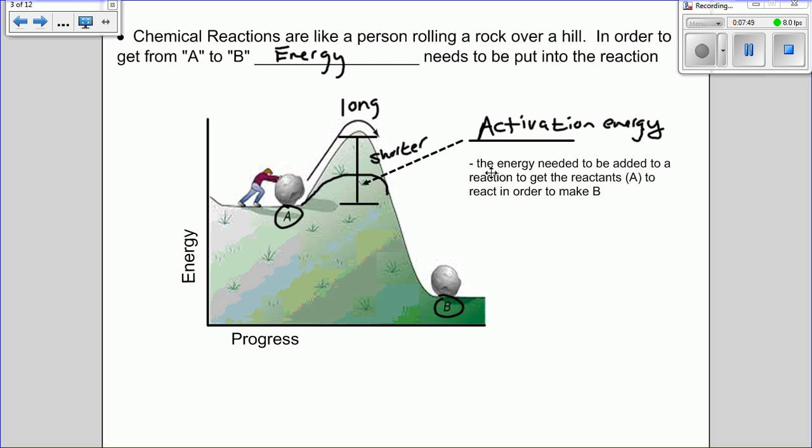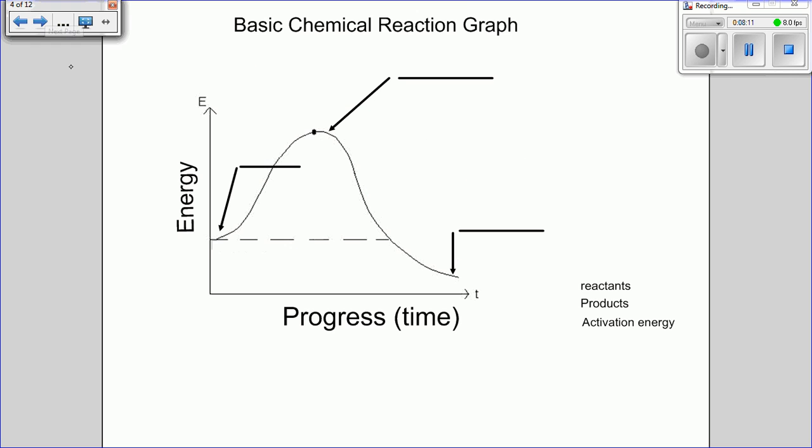So activation energy is the energy needed to be added to a reaction in order to get the reactants A to react in order to create the products B. So even though this looks relatively simple, it really is, but if we actually look at a chemical reaction graph, there's really not much difference.